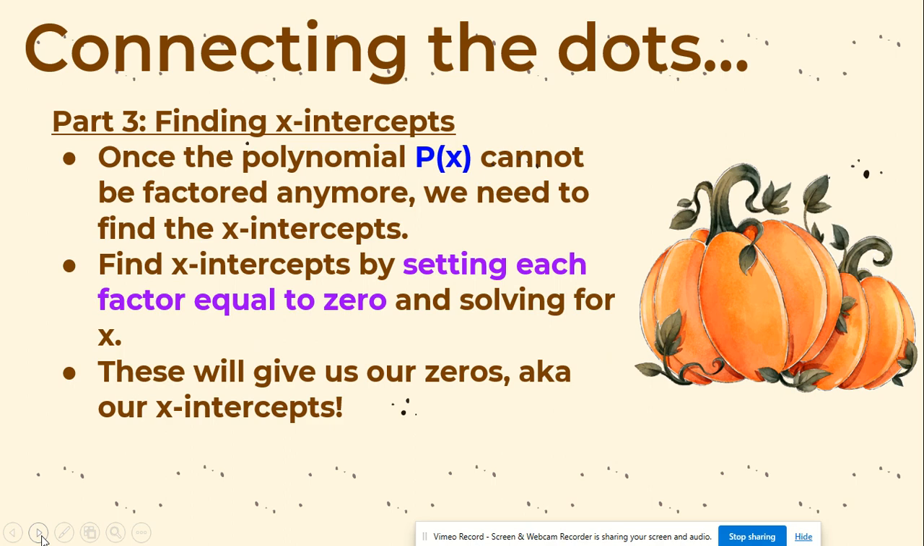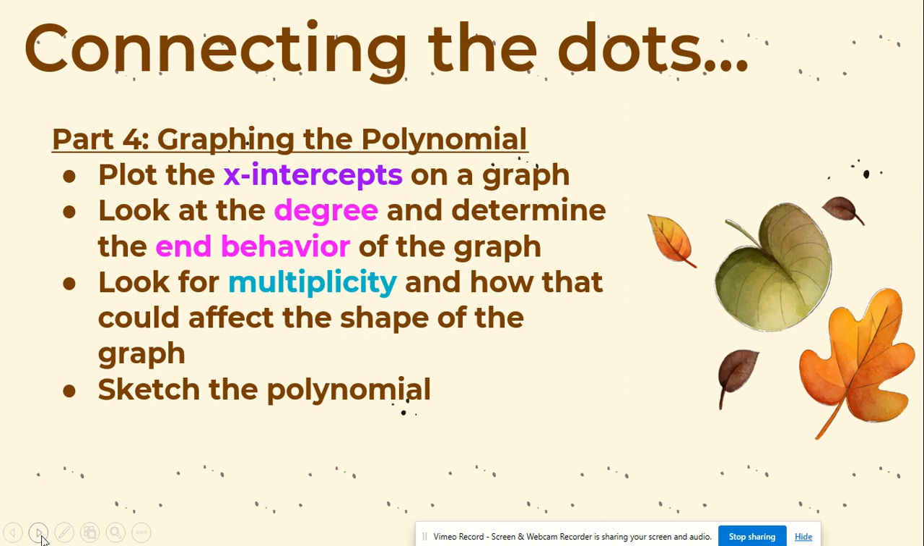Once it's been completely factored, now we're ready to solve for our x-intercepts. How did we solve for our x-intercepts? We set the factors equal to 0. When we set the factors equal to 0, we're looking for when the y value is equal to 0, which happens at the x-intercepts, and that will help us get those. And once we have them, then we can plot them on our x-axis. We can look at the degree, determine the end behavior of our graph, take a quick second to think about multiplicity, figure out if we're going to have a bounce or a snake, and boom, we can sketch our polynomial really quick. And that is precisely what I intend to have us practice today.